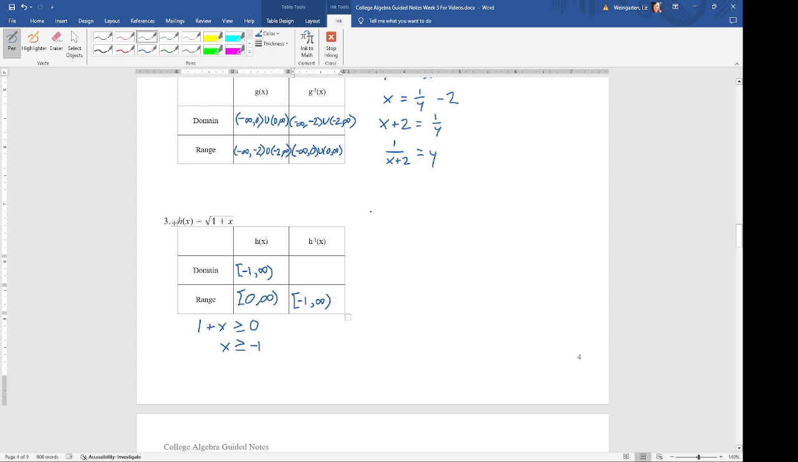So we are going to rewrite this in terms of y, switch our x's and our y's, square both sides, and solve for y by subtracting 1 from both sides. Now we can rewrite this in inverse function notation.